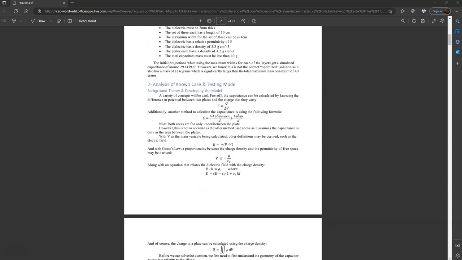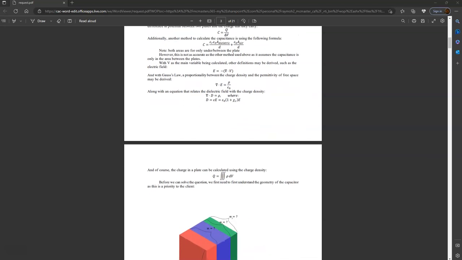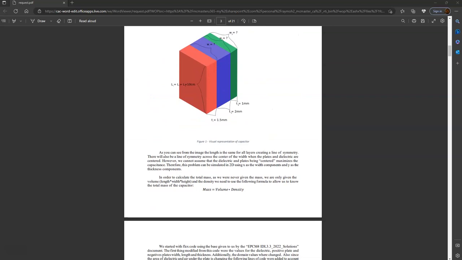So then we go into analysis. We took the capacitance formulas in combination with the electric field and dielectric field formulas to get our capacitance, since the capacitance formulas are only for areas under and between the plates. However, we are in a field. Our capacitor makes a field go around it, as can be seen later in our plots. This is just a visual representation of our capacitor.